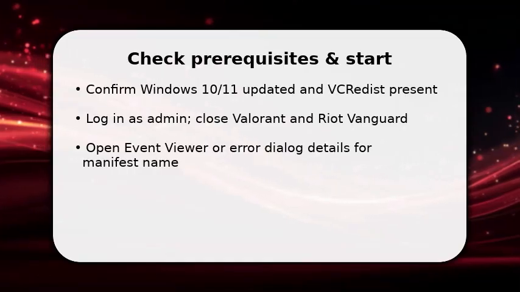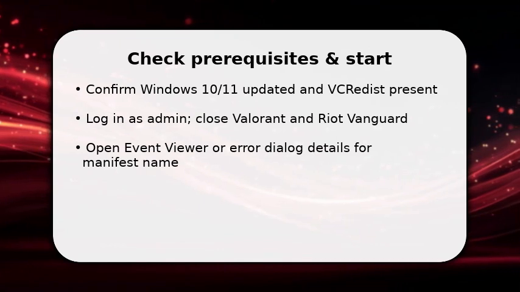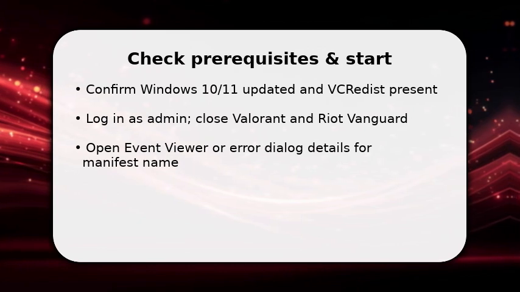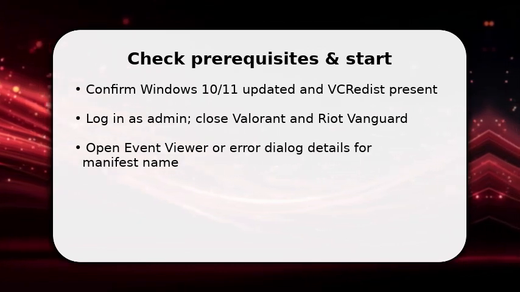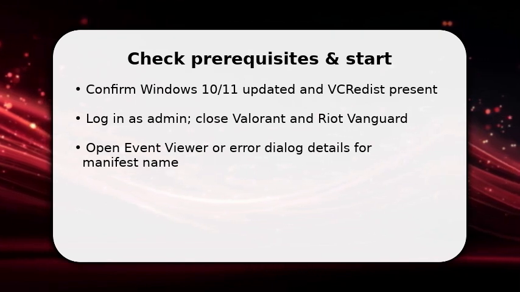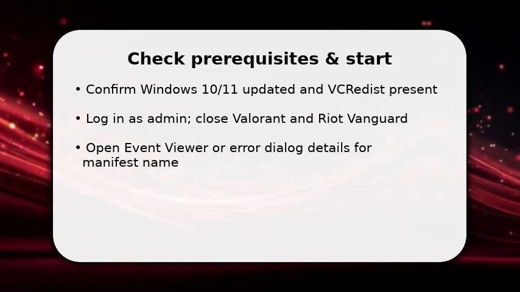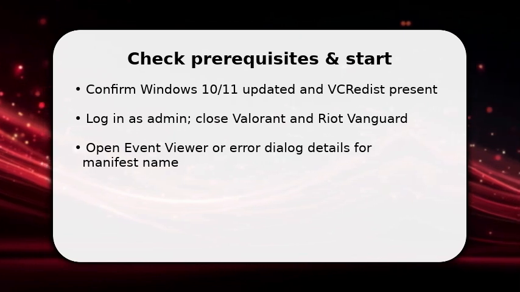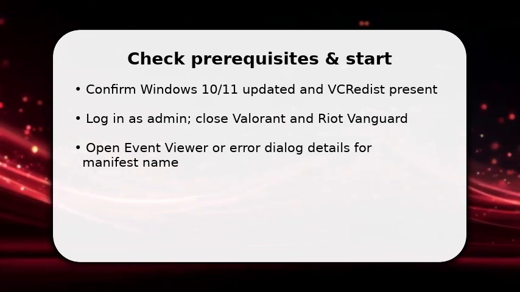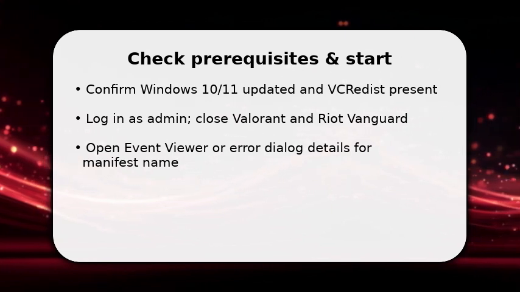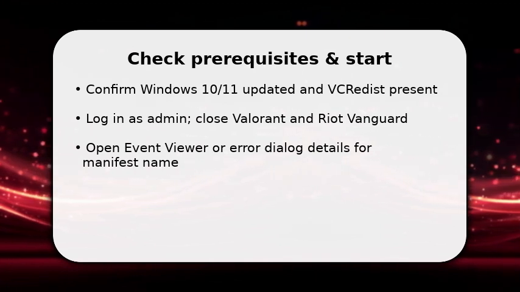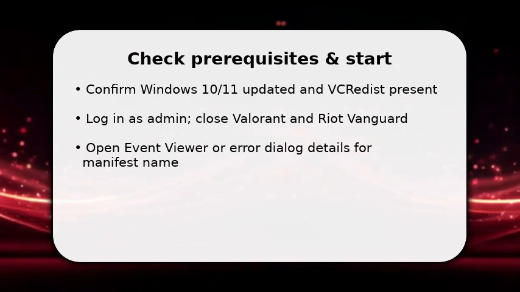You begin by verifying essentials. Windows updates and Visual C++ redistributables matter here. Open Event Viewer or read the error dialog to capture the exact manifest name. This points to the faulty runtime. Once done, sign out of Valorant and stop Riot Vanguard using Task Manager to avoid file locks. Then run an administrative command prompt so subsequent installs and repairs can complete without permission issues. This first action reduces guesswork and prepares the system for precise repairs.